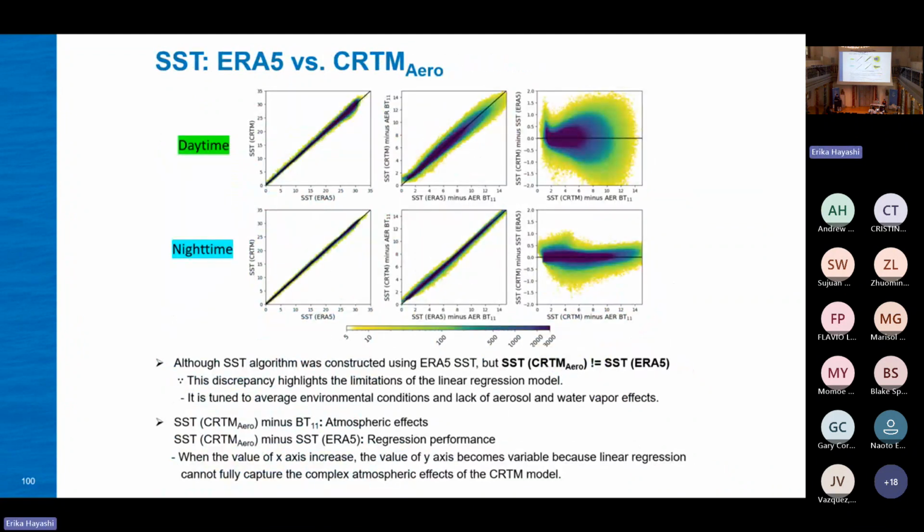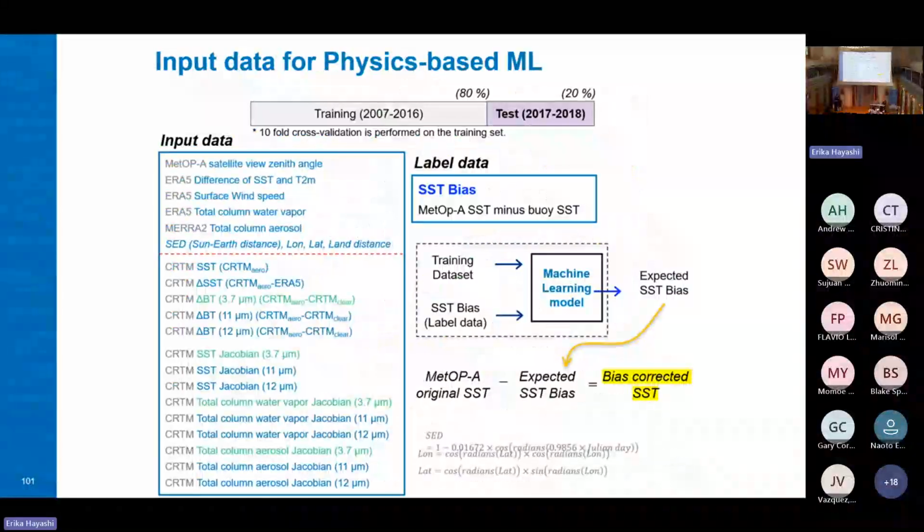So we use this difference information as input variable to the machine learning method. It can correct errors inherent in the SST retrieval algorithm. And now we are ready for machine learning.